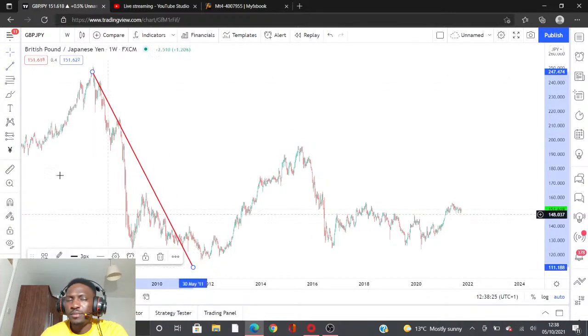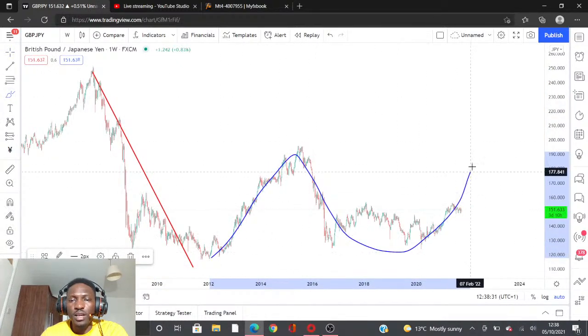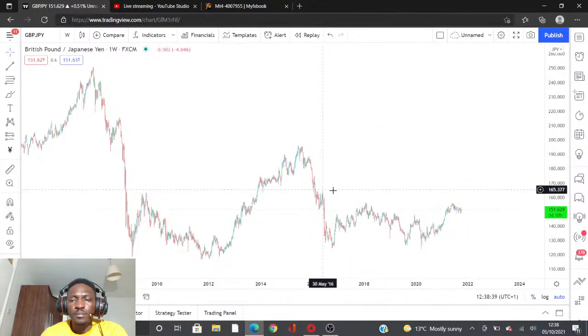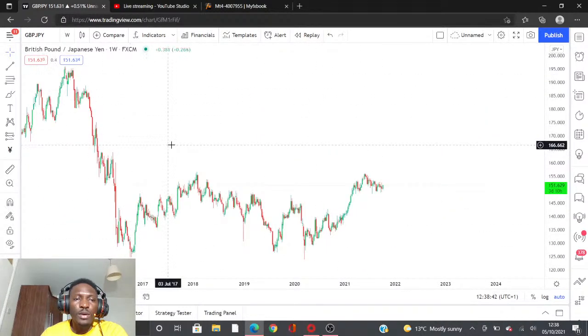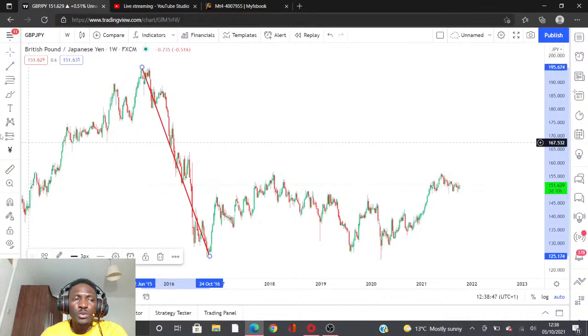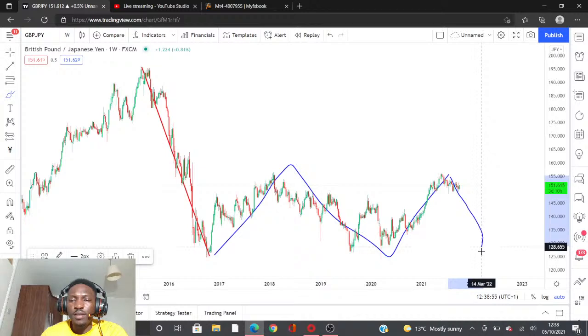Impulse leg to the downside, and the market is in a corrective pattern. Now I expect this to come and make another high before we go down. So that's what I would expect on the pound. But then again, if you focus on this impulse leg, you do have almost a 1, 2, 3. The market hasn't completed it yet, so I won't be surprised if the market ends up breaking to the downside based on this bearish impulse leg.